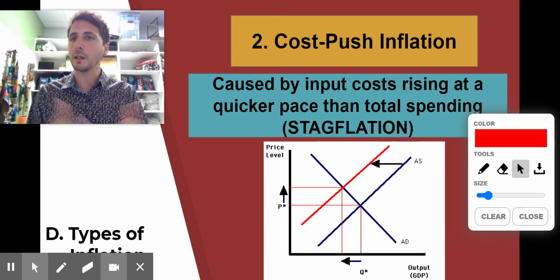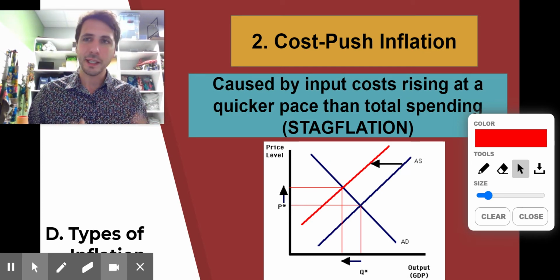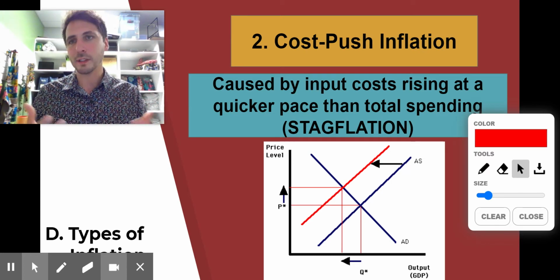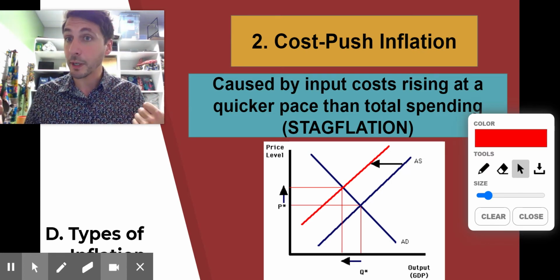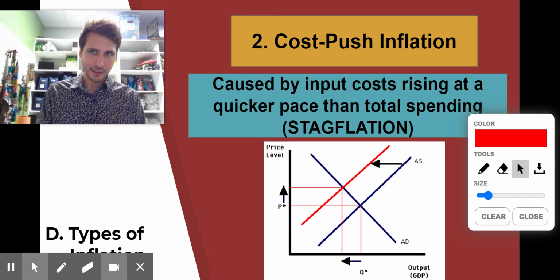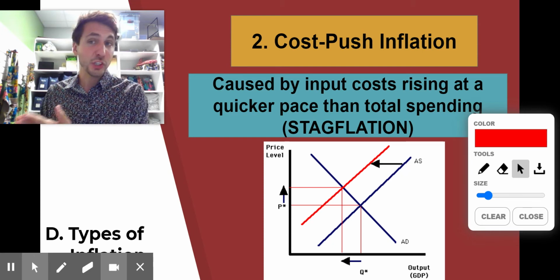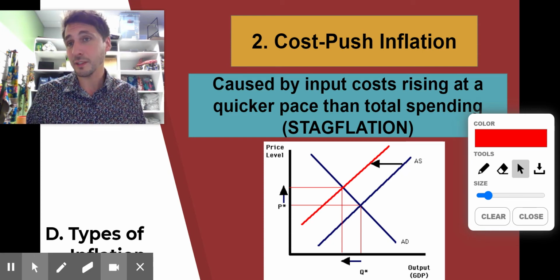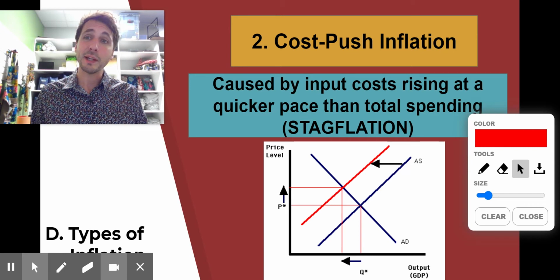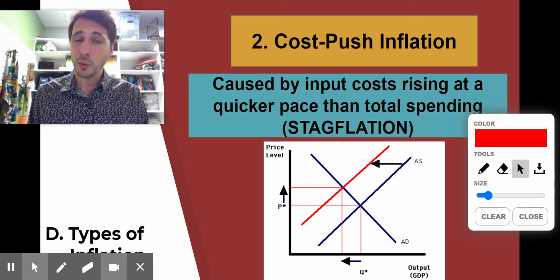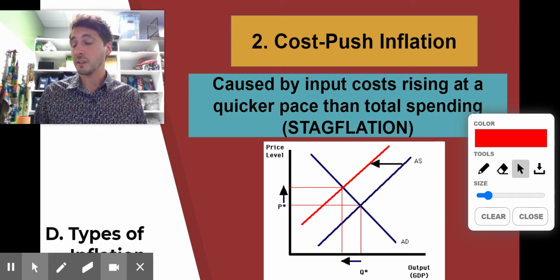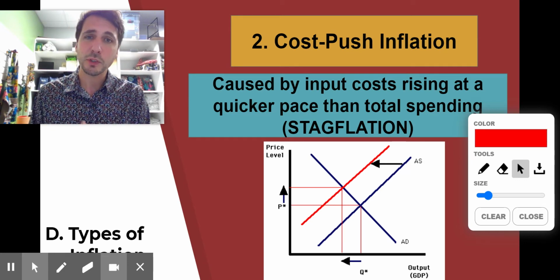OPEC is this oil conglomerate, an oligopoly, and they collude, they work together to make artificially high prices. As a result, in the 1980s and 90s, it shifted our aggregate supply left because the prices kept rising for oil. When prices rise, price level goes up on all goods and all services, right? So that's cost push inflation.